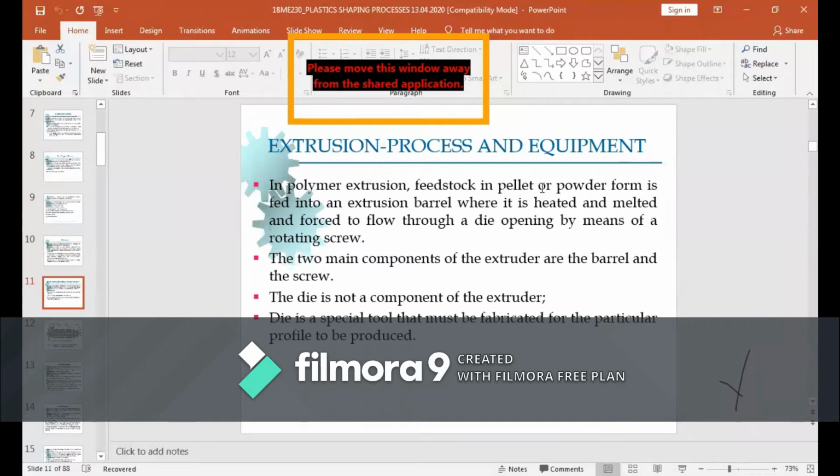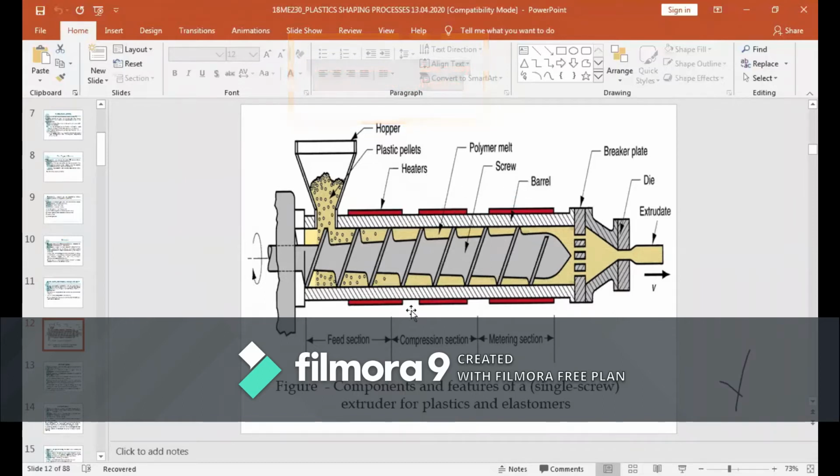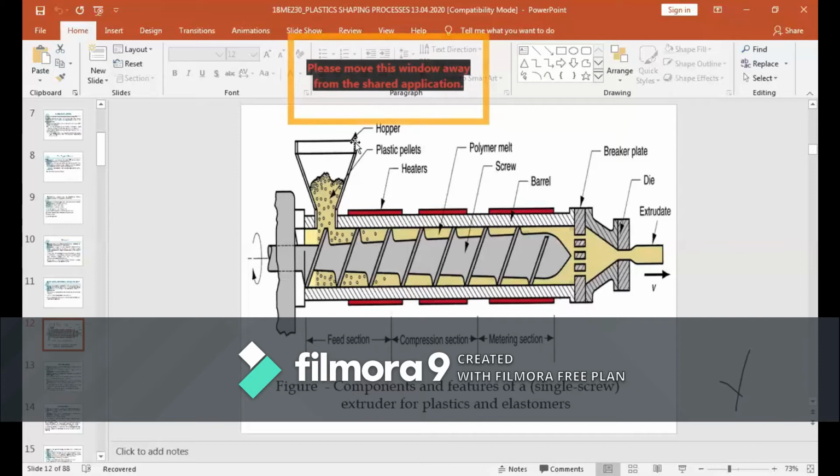It is fed into the extrusion barrel. It has two things. One is called the barrel. This whole portion is called the barrel. Here I'm going to see some of the parts, that is the hopper. The hopper is like whatever hopper is available in your rice mill machine.